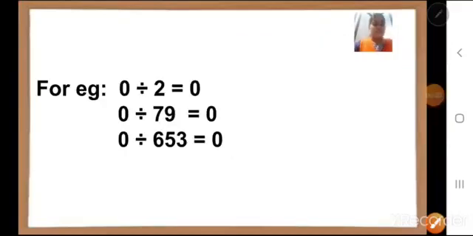A few examples children. 0 divided by 2 will give you 0. Then 0 divided by 79 is equal to 0. Also 0 divided by 653 is equal to 0. So we can say that 0 when divided by any number will give the quotient as 0.